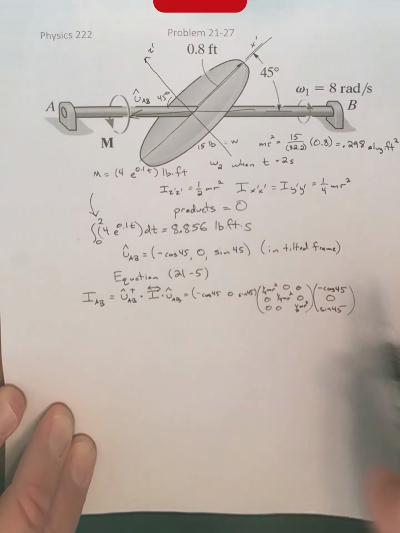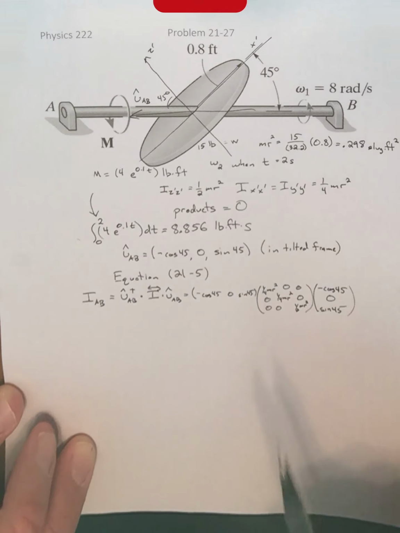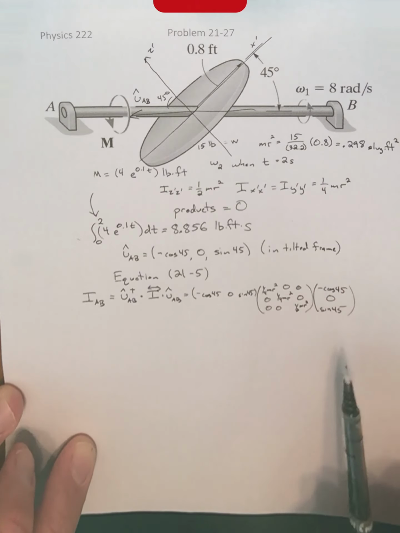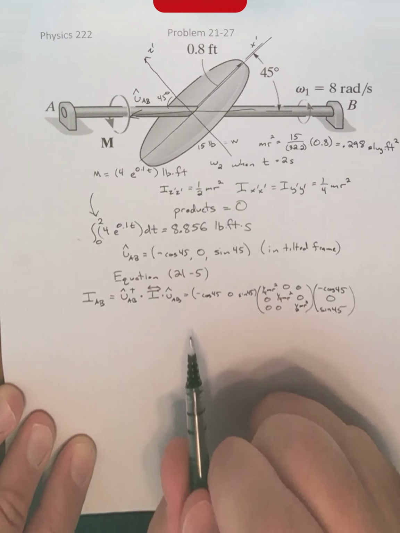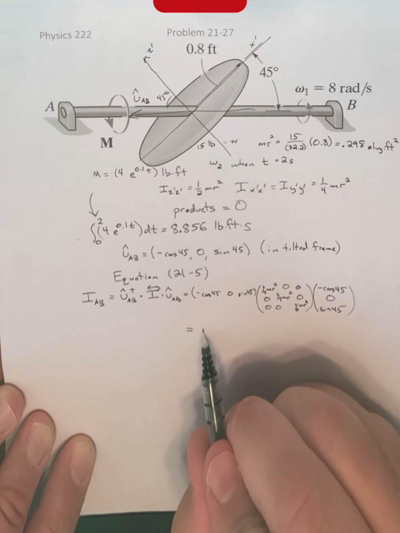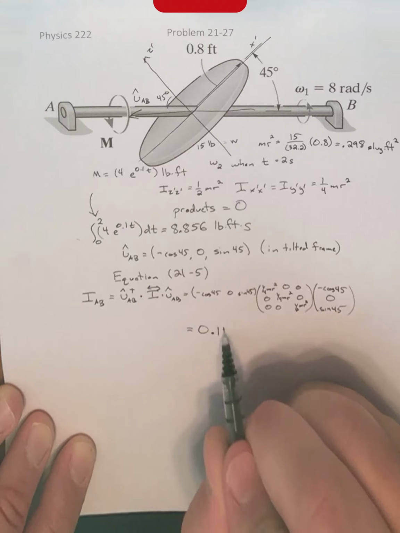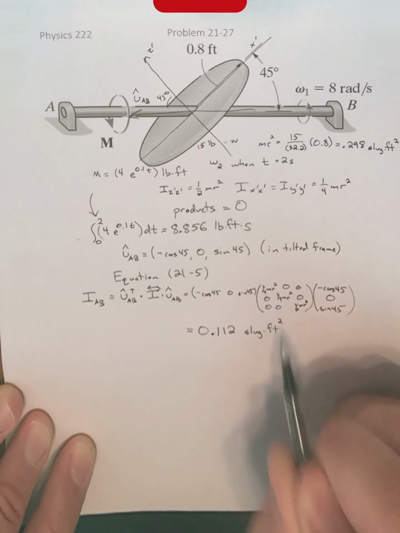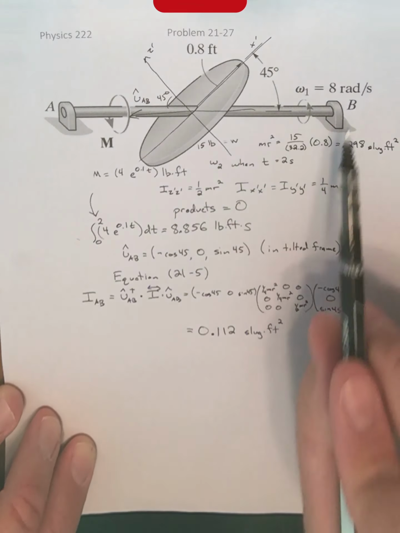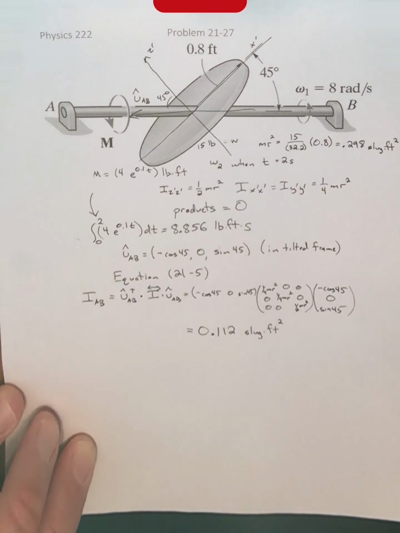So this, at least personally, I find much easier to remember. This 1 by 3 times a 3 by 3 gives a 1 by 3, then times a 3 by 1 ends up giving one single number. Multiplying all this out, this gives us 0.112 slug feet squared. So that is the moment of inertia about just this axis AB.